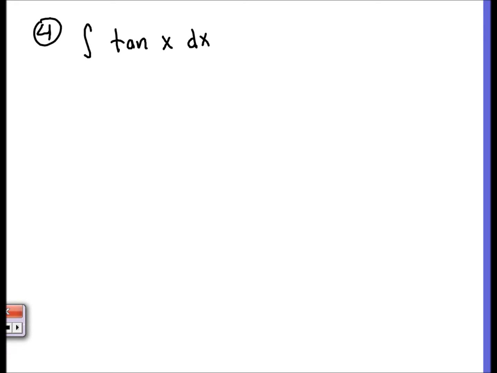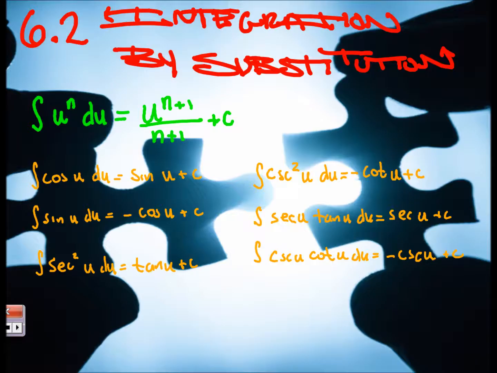This next problem seems pretty easy. Integrate tan x. The only problem, that's not one of the flashcards. As you can see here, you have the integral of cosine, the integral of sine, but you don't have the integral of tan. That's because the integral shortcut is much more involved. So I'm going to have to use substitution to take control of that.